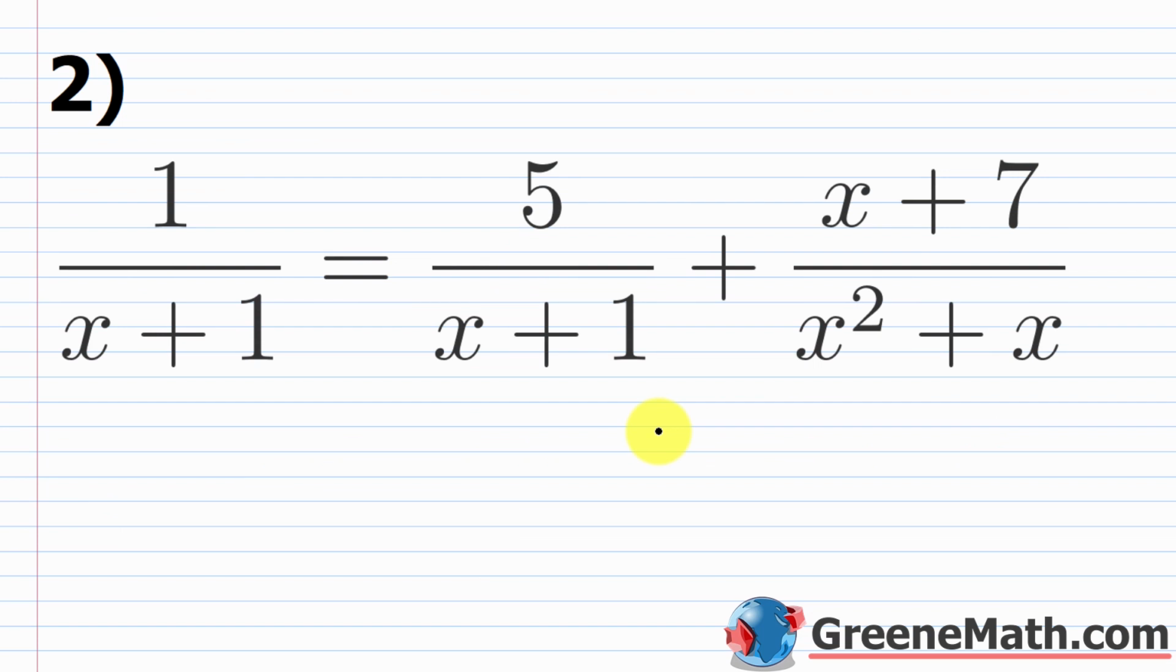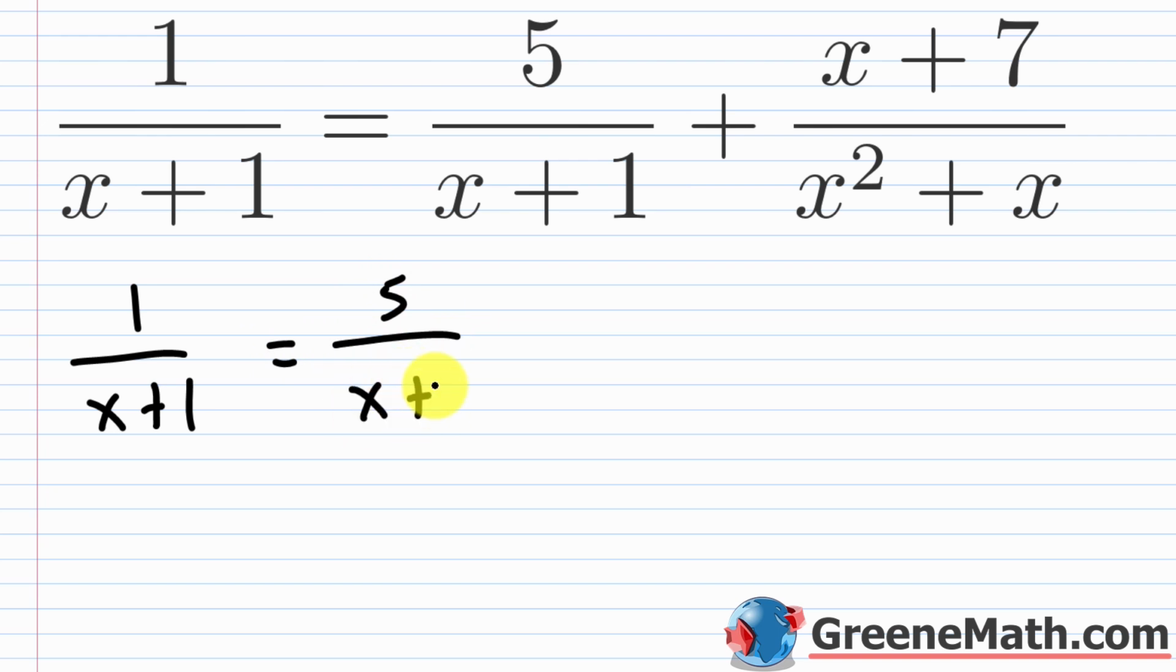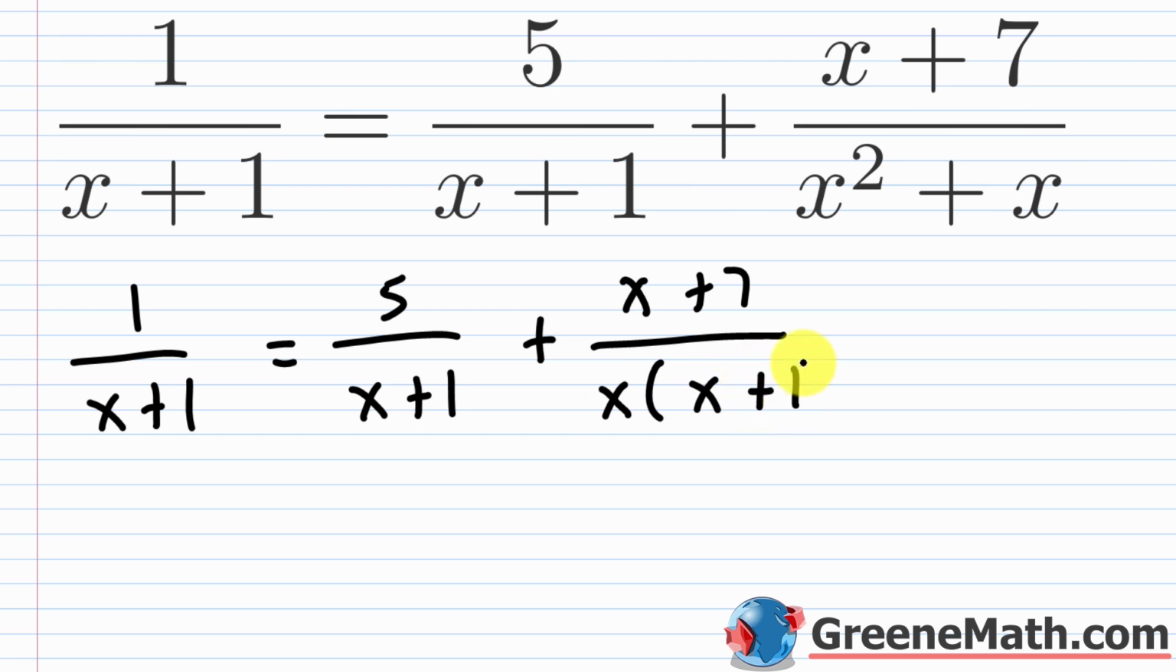All right, let's take a look at problem number 2 now. So we have 1 over x plus 1 is equal to 5 over x plus 1 plus x plus 7 over x squared plus x. Okay, so I'm just going to rewrite this. So 1 over your x plus 1 is equal to 5 over your x plus 1. And then plus, I'm going to have this x plus 7. I'm going to factor this denominator so I can pull out an x. And that's going to give me the quantity x plus 1.